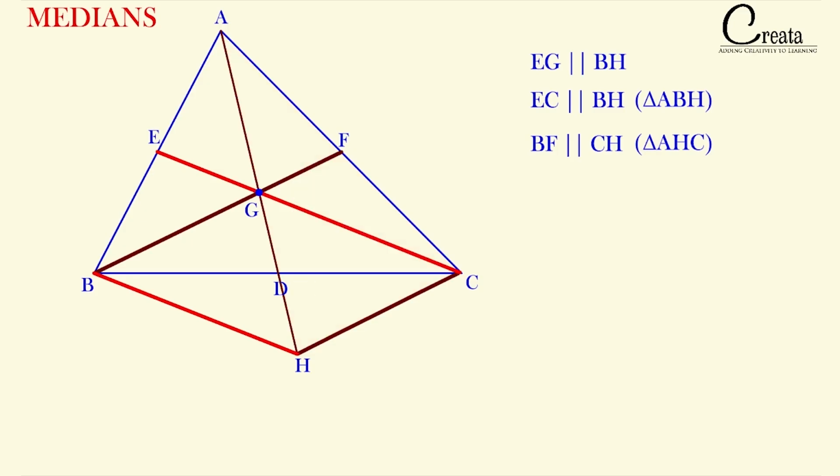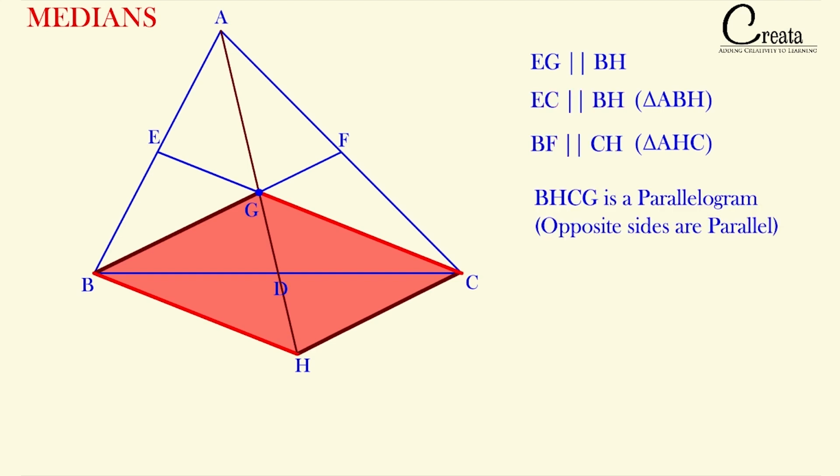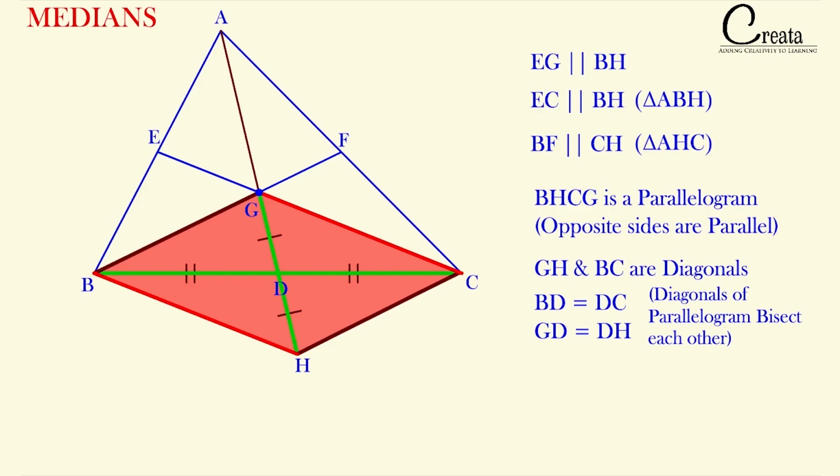Moving further, are you able to observe this parallelogram BGCH? The opposite sides of this quadrilateral we have proved as parallel, so we can say this quadrilateral is a parallelogram. Any issue? Here GH and BC are the diagonals of this parallelogram. And we know diagonals of a parallelogram bisect each other. This is the property of the parallelogram. That is BD is equal to DC and GD is equal to DH. Got the fundamental? Diagonals of a parallelogram bisect each other.